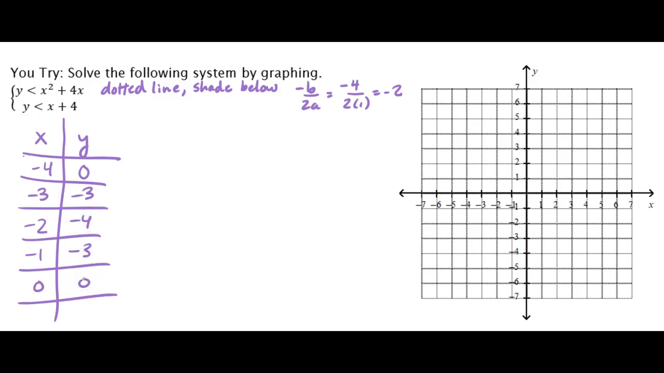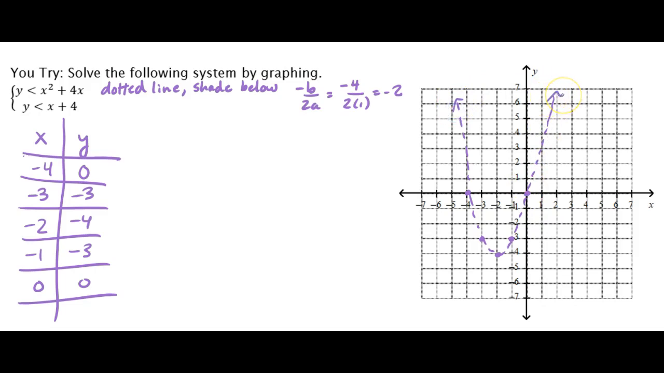So now I'm going to plot these points. Negative 4, 0; negative 3, negative 3; negative 2, negative 4; negative 1, negative 3; and 0, 0. And when I connect the dots, I'm going to connect them with a dotted line. So I'm making a parabola, but it's a dotted parabola.